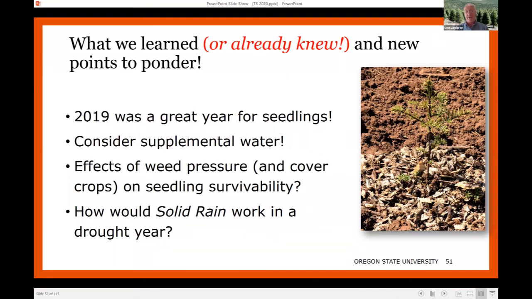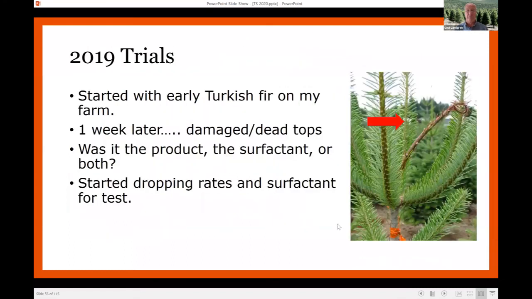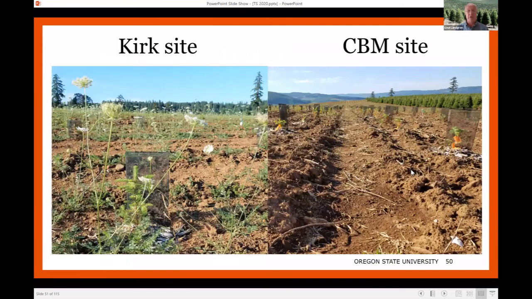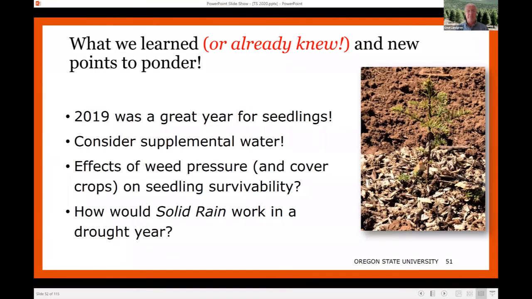We didn't have enough information on how the solid rain might work in a drought year, but that's still an open question. Weed pressure and cover crops are also a bit of an open question, to see how much water the cover crop may be using or providing. But a lot of weed pressure can be damaging if the weeds are sucking water out of the soil as well. So, that's a summary of our seedling trial.